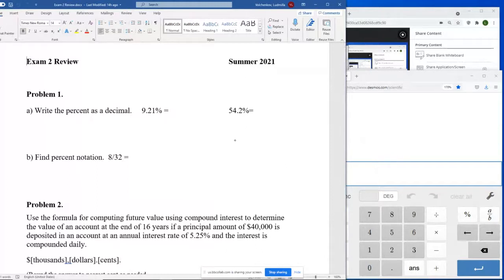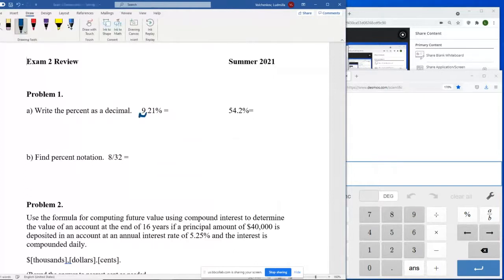You know that to write it as a decimal, we need to move the decimal point 2 places to the left. So the first is 0.0921, and in the second example, 2 places to the left, 0.542. That's all.